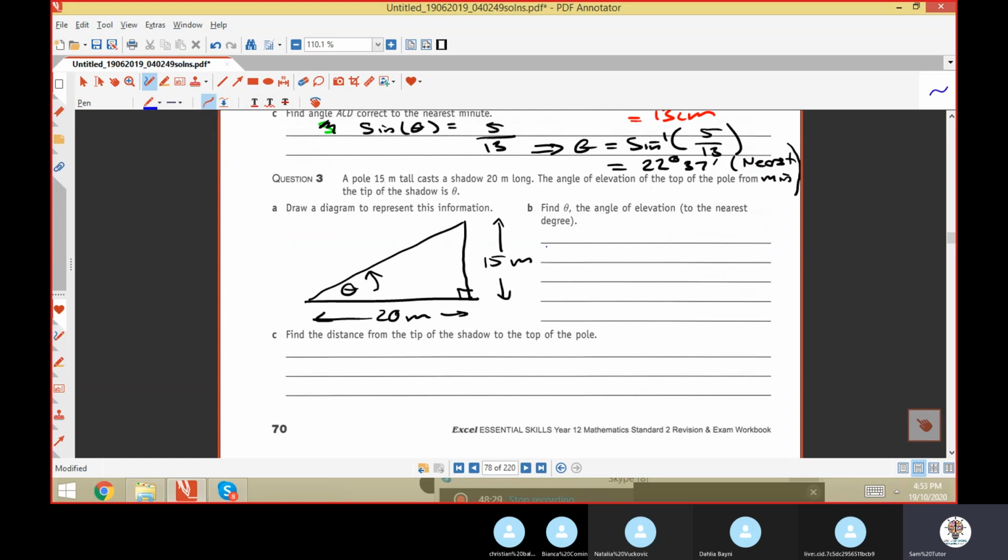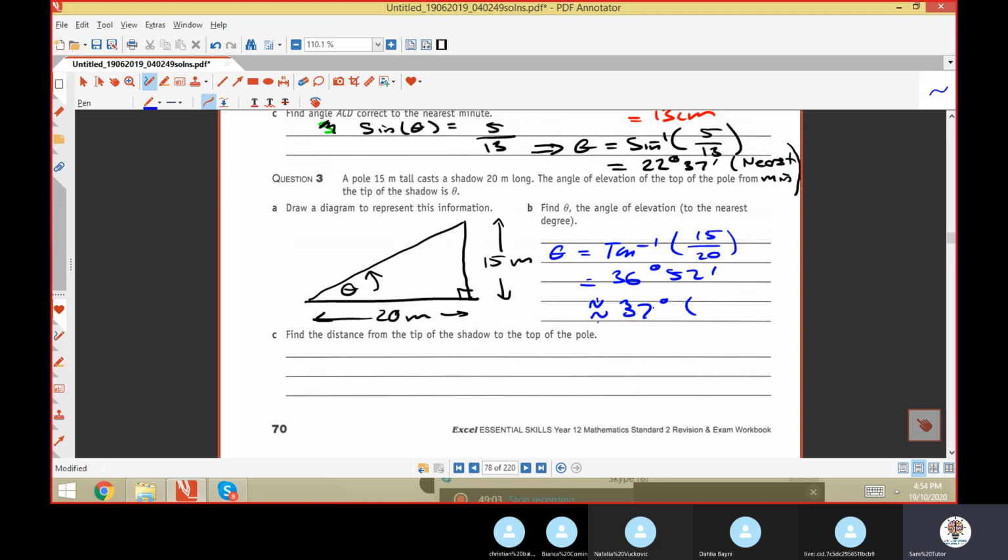Finding angle. I'm just gonna cut to the chase. Tangent inverse of 15 over 20. To the nearest degree, it's coming up 37 degrees. But I'll show you the working out anyway. So approximately 37. Question 3?